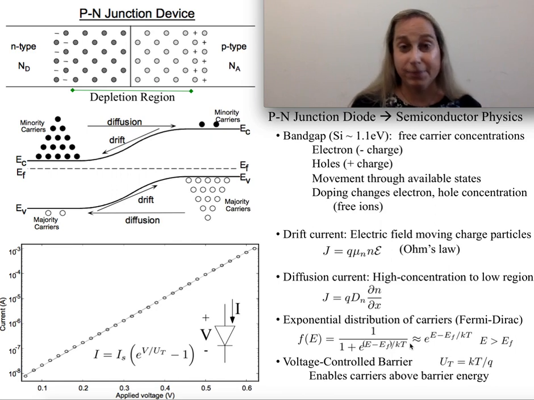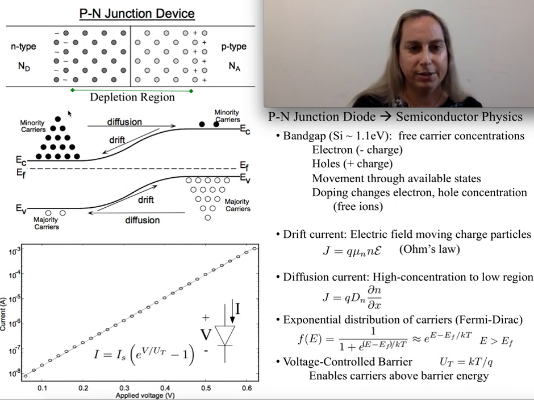You can derive this from first principles, understanding that there's only 2 carriers allowed in a particular state, and you work your way through the opportunities. Well, it turns out if you look at this carefully, you actually get a decreasing exponential relationship when the energy is greater than the Fermi level. And so what it means is that there's an exponentially decreasing number.